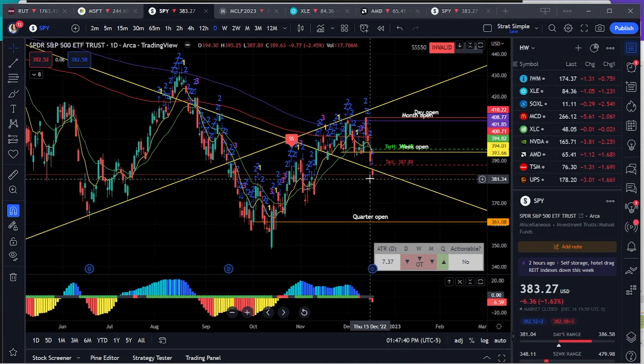Now what's interesting is that Webull has a different gap, and on Webull the gap is not quite filled. I'm not sure if that's a glitch. It's just something I've noticed recently that I'm going to watch.